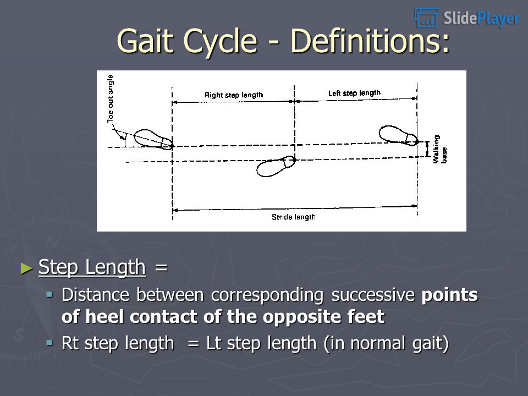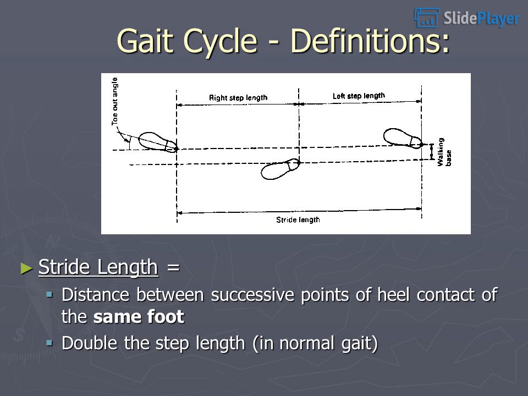Gait cycle, definitions. Step length equals the distance between corresponding successive points of heel contact of the opposite feet. Right step length equals left step length in normal gait. Stride length equals the distance between successive points of heel contact of the same foot, double the step length in normal gait.